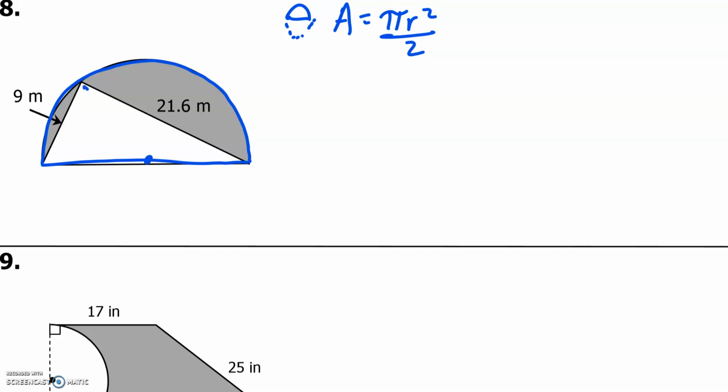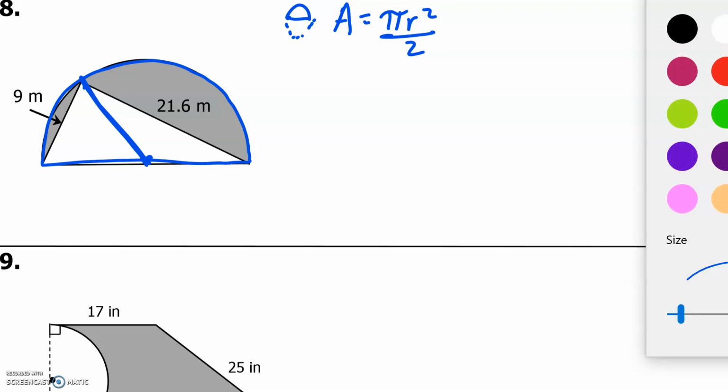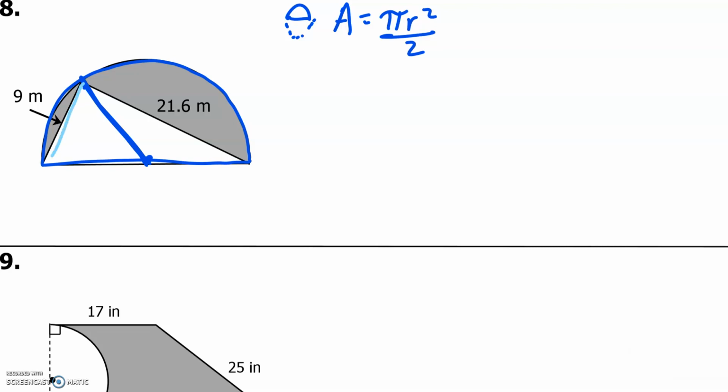So notice how I don't really have a radius here. So we need to think about how we're going to find that. But what I do have is, if you notice, this other shape, I'll use a different color here, this other shape is a triangle. And it's a special triangle because we're going to end up having a right triangle here. So if I have a right triangle and I have 2 side lengths, I can find the third side, which is going to be our hypotenuse, by using the Pythagorean theorem. So a squared plus b squared equals c squared.